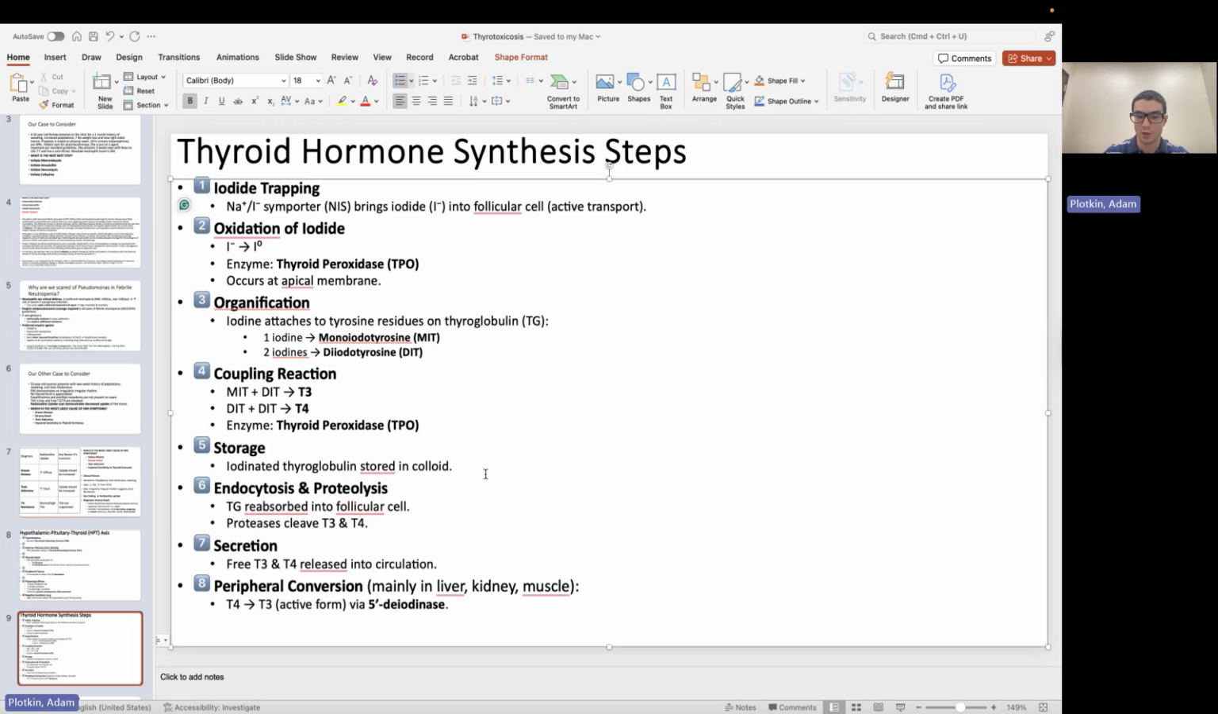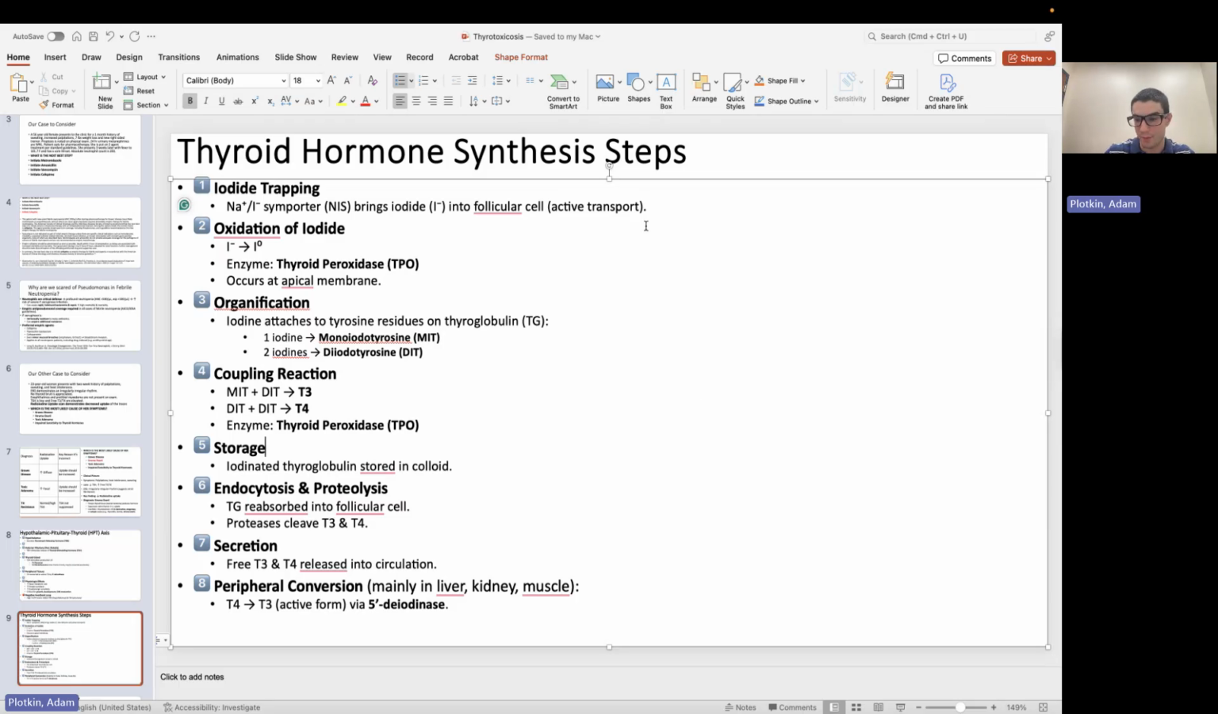When we do endocytosis and proteolysis, the thyroglobulin is reabsorbed into the follicular cell. A protease will cleave that thyroglobulin into free T3 and T4, and then they'll get released into the circulation. And again, they'll go to the peripheral tissues. T4 can get converted into T3 via the 5' deiodinase.